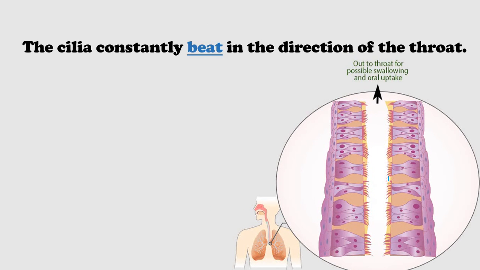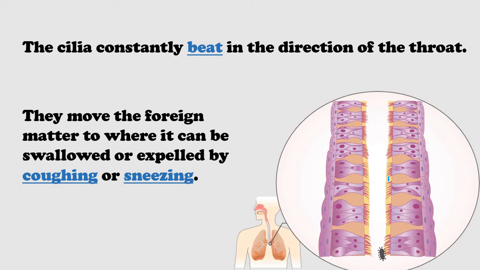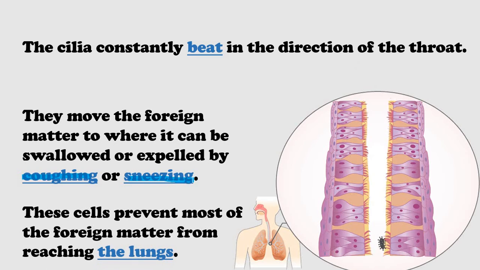The cilia constantly beat in the direction of the throat to get rid of these foreign particles. They move these particles to where they can be swallowed or expelled. These foreign particles are expelled through coughing or sneezing. These cells prevent most of the foreign matter from reaching the lungs. So, cilia are very important for keeping your respiratory system as healthy and clean as possible.